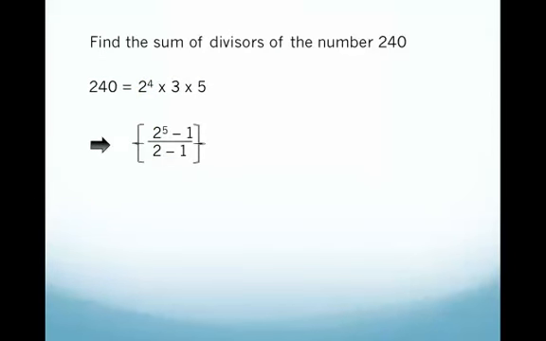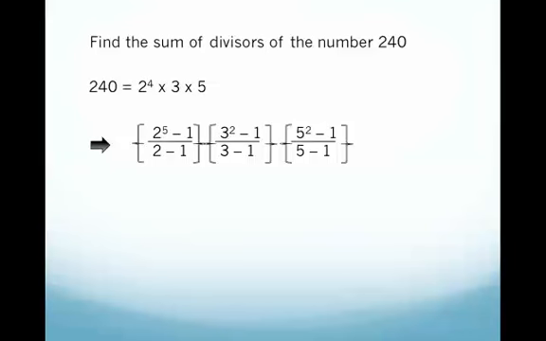So the first bracket will be 2 to the power p plus 1, that is 2 to the power 5 minus 1 upon 2 minus 1. The second bracket should be 3 square minus 1 upon 3 minus 1. And the third bracket will be 5 square minus 1 upon 5 minus 1. We've just substituted these values in the appropriate formula.